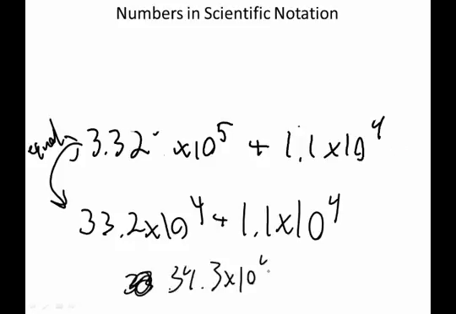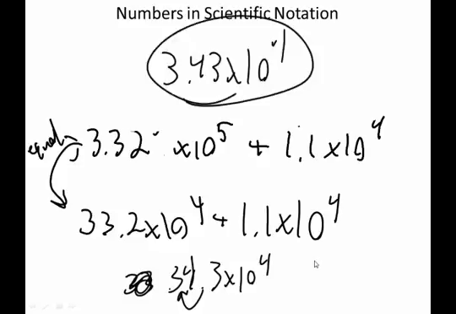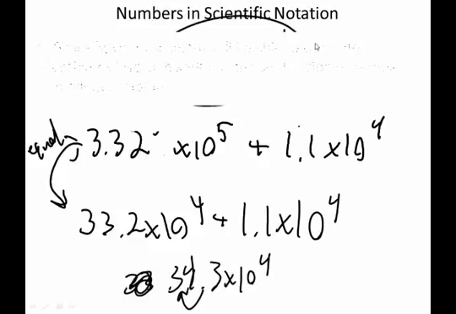Now we need to put it back in proper scientific notation. I just move the decimal point back one spot. 3.43 times 10 to the 4th. Everything is good. Okay. And that's really all I have to say about numbers in scientific notation.